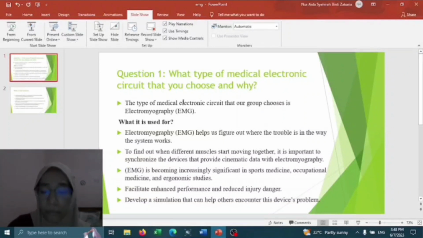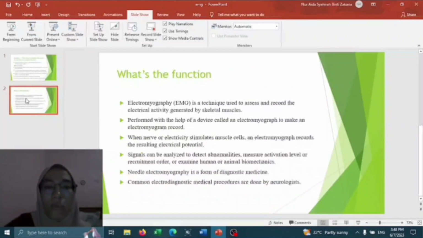The most important point to achieve healthy training are the follow-up, adjustment and performance correction where necessary. Okay, and then develop a simulation that can help encounter this device problem. And what is the function?